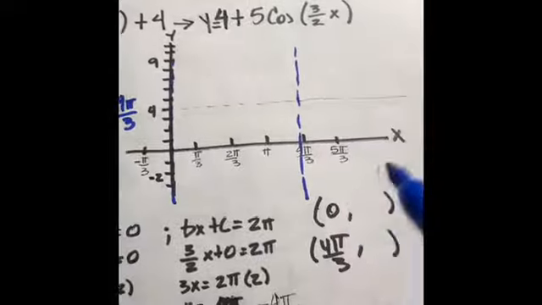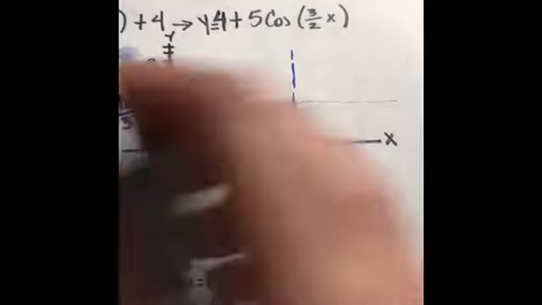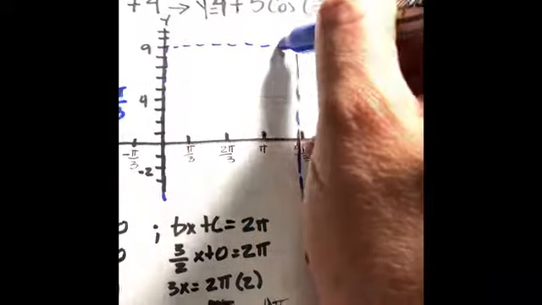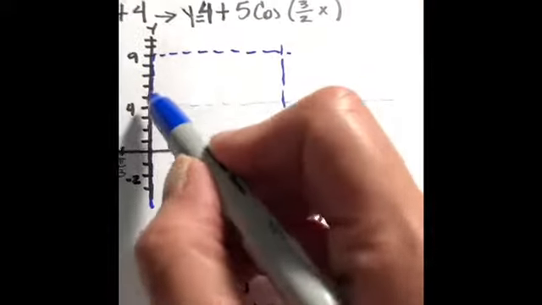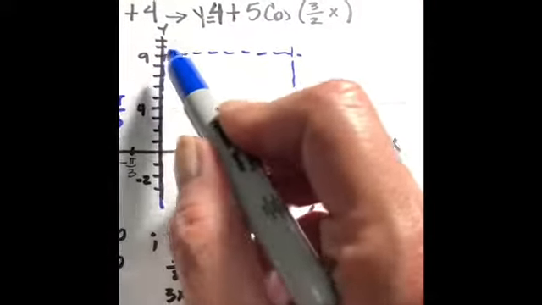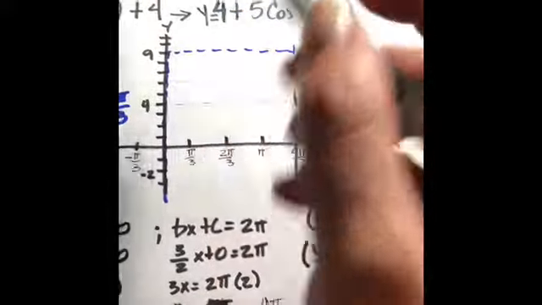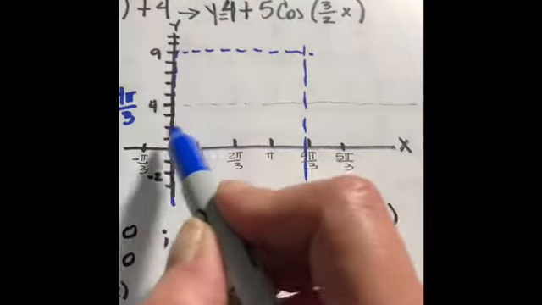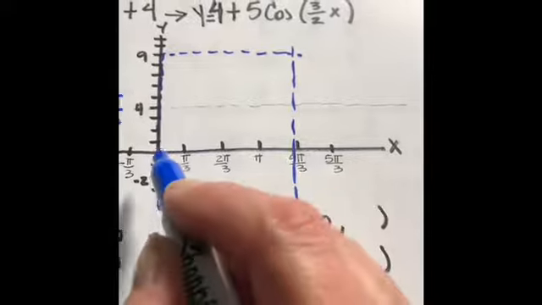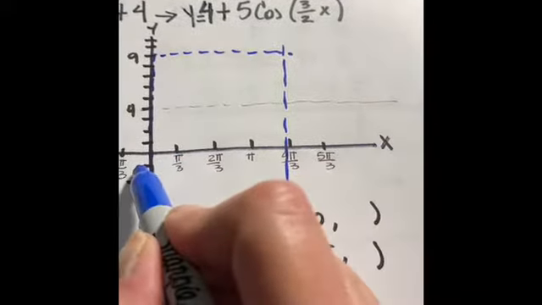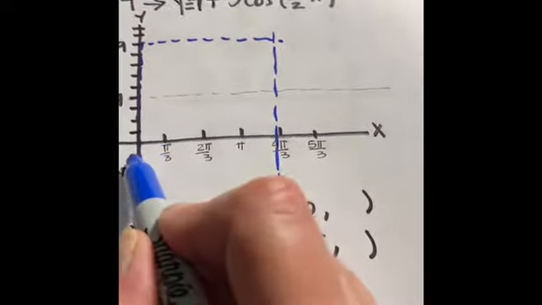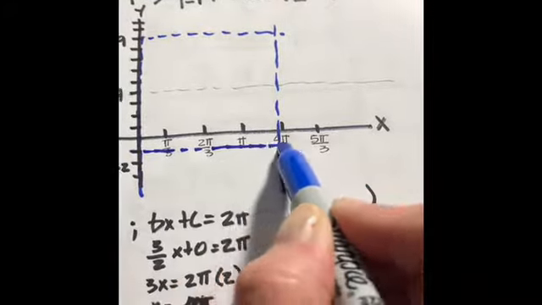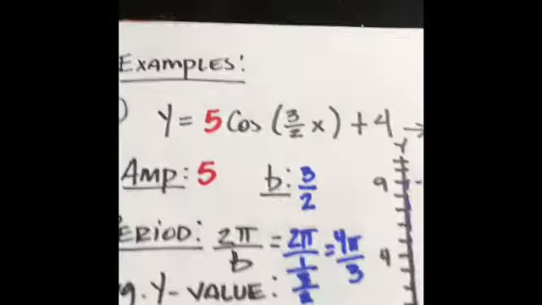So my average y value shifted 4 units up and my amplitude is 5. So that means that my upper part is going to end up at 9. I go, remember, 5 units up above the average y value, which is a measurement of the amplitude, and 5 units below the average y value, which is the amplitude in this case. So I am there.